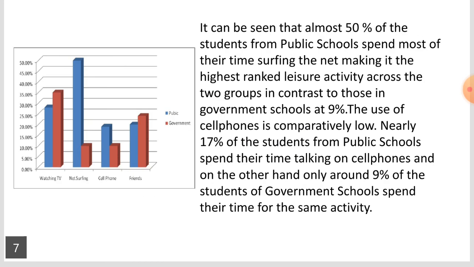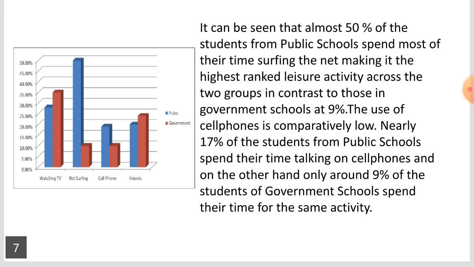So let's move on. The second paragraph can be something like this. It can be seen that almost 50% of the students from public schools spend most of their time surfing the net, making it the highest ranked leisure activity across the two groups in contrast to those in government schools at 9%.